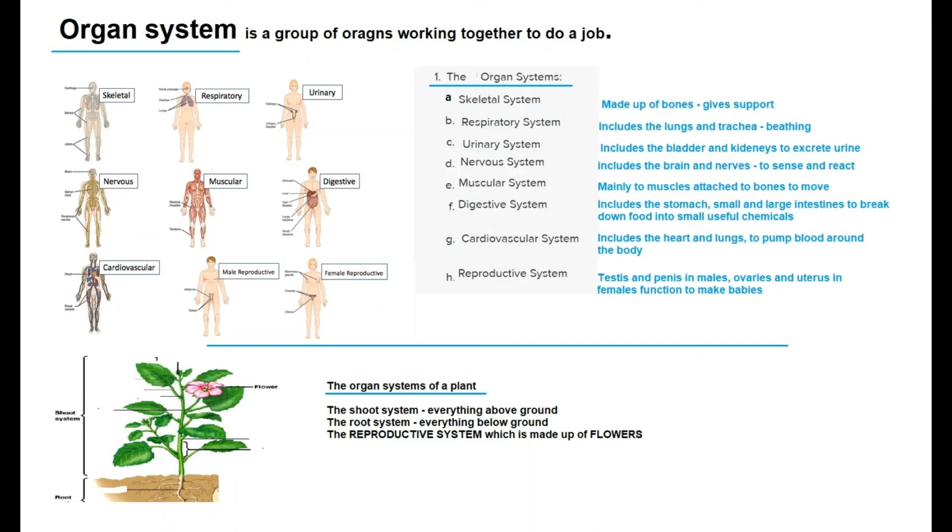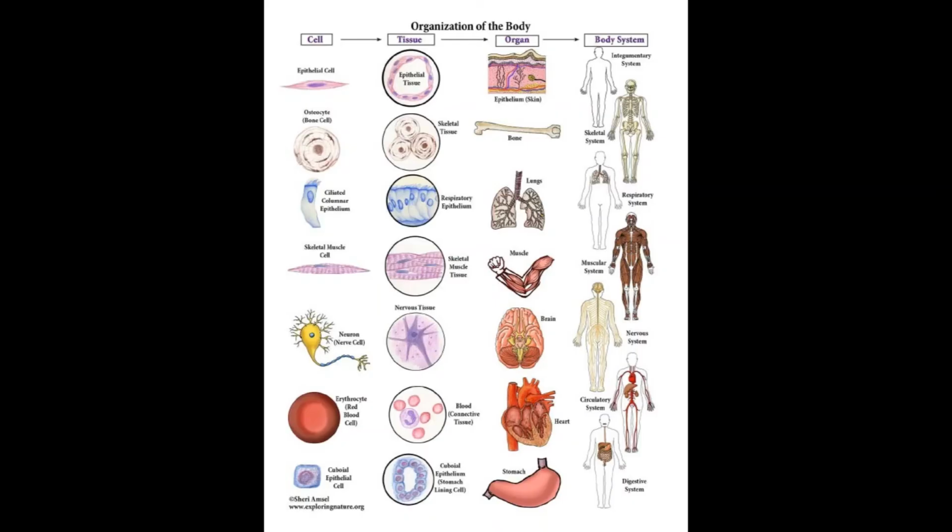And the organ systems in plants are very simple. You've got the shoots, which are above the ground, and the roots, which are below the ground, and then the flowers, which are the reproductive system of the plant.